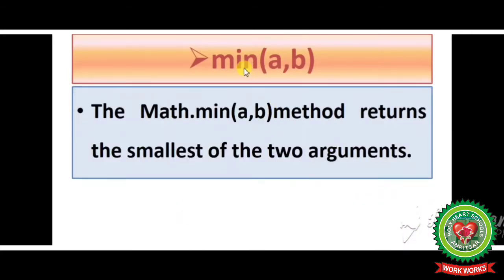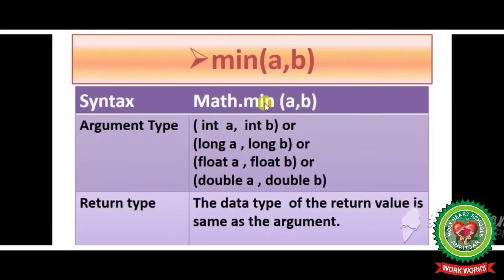The next is min function, meaning to find the minimum value from the two arguments. The Math.min method returns the smallest of the two arguments. As max will find the maximum value from two arguments, in the same way min will find the minimum value from two arguments. See the syntax: Math.min(a, b). Argument type can be int, long, float or double. Return type: the data type of the return value is the same as the argument. In which data type you accept the argument, in the same data type you will get your result.